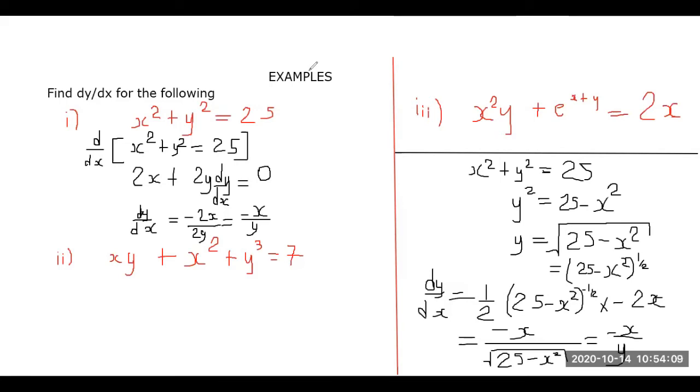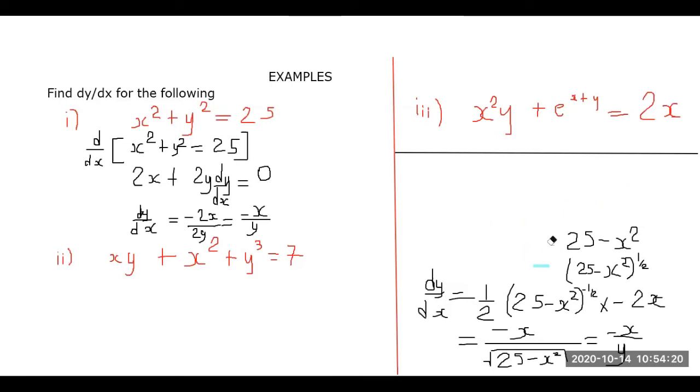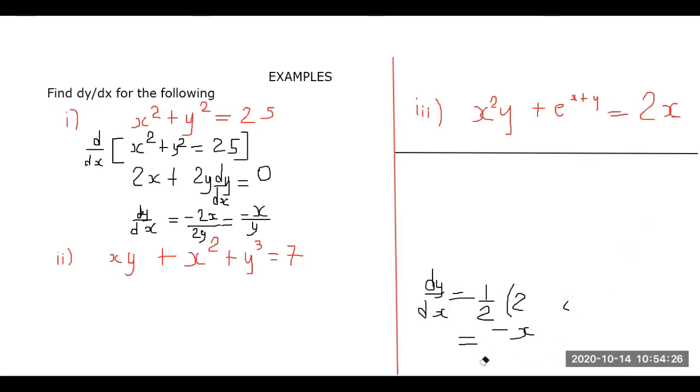All right, so let me get rid of this part right here. This was just to prove that this answer is the same for implicit. But we won't be doing it this way, making y the subject. That would take forever. All right, now let's look at example 2.